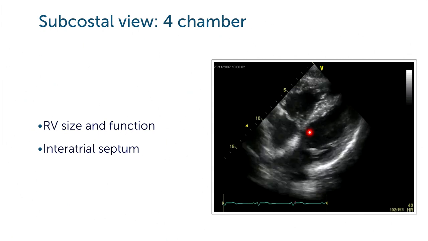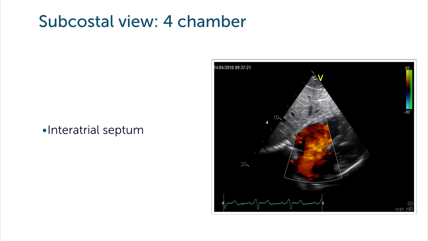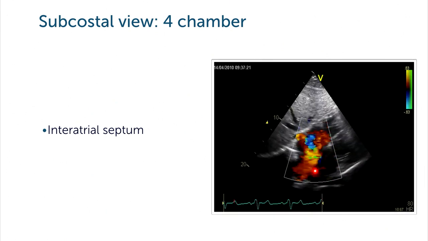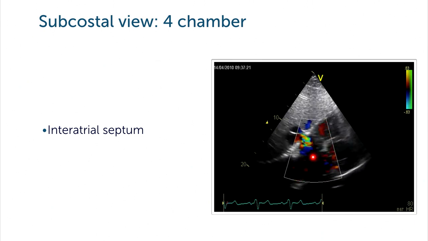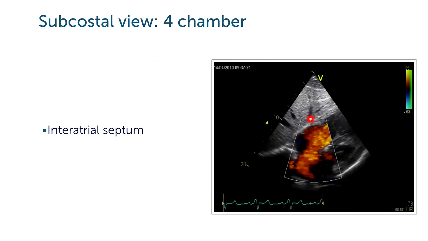And then the interatrial septum, we have a very parallel orientation, as already mentioned several times. And here is the corresponding color Doppler of a patient who has an atrial septal defect, where we see flow from the left atrium right into the right atrium. A very parallel orientation, ideal to image.